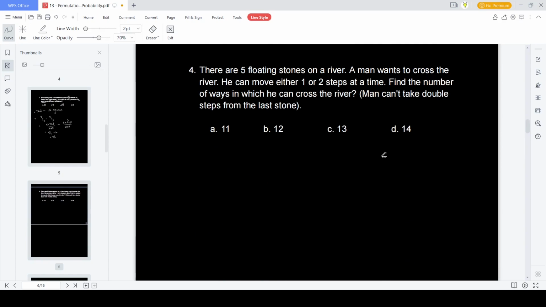Next question. There are 5 floating stones on a river. A man wants to cross the river. He can either move 1 or 2 steps at a time. Find the number of ways in which he can cross the river. Okay, the man can't take double steps from the last stone.